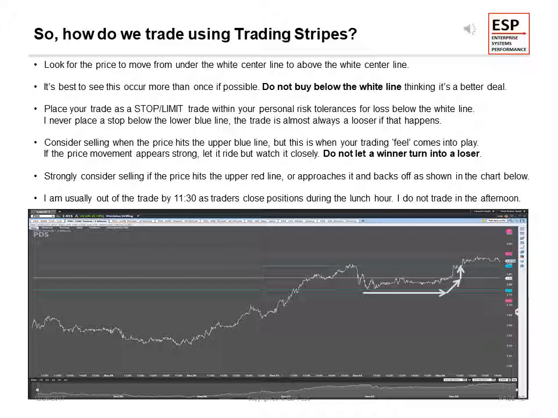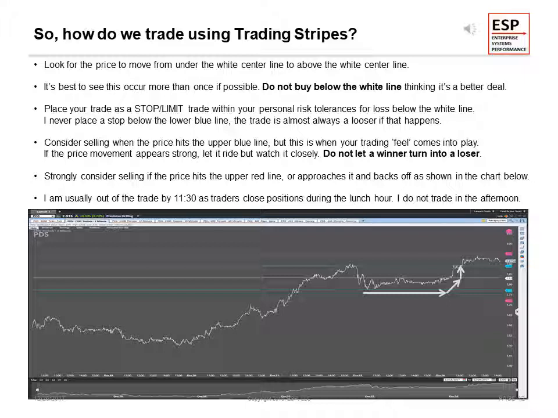Next, you want to look for price movement from under the white center line to above the white center line. It's best to see this occur more than once if possible. In other words, you're bumping along the white center line and then you finally move up at around 10:30. Do not buy below the white center line thinking it's a better deal. It's a loser because it hasn't yet established an upward direction.